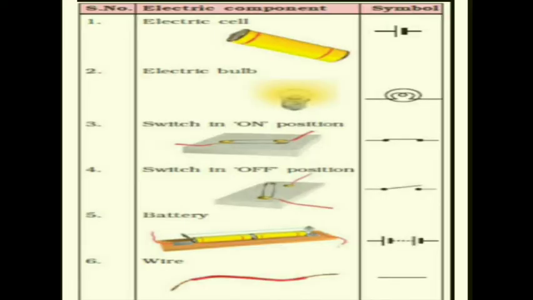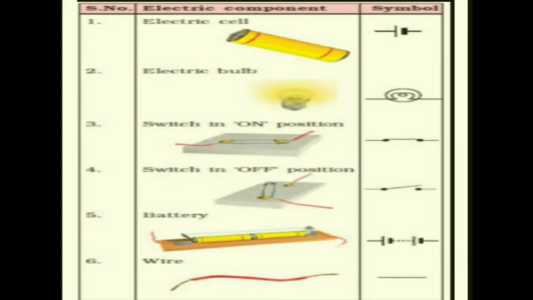So in this chapter, first of all, we will learn symbols of electric components. Electric circuit component symbols are used in circuit diagrams. Some electric components can be represented by symbols. You may come across different symbols for these components in different books. We shall be using the symbols shown here. Now look at the symbols carefully.